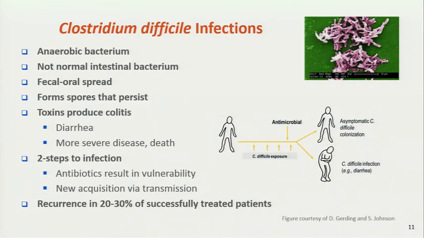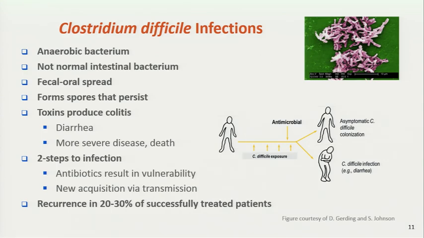Okay, so just a little bit of background about Clostridium difficile infections. We know that it's an anaerobic bacterium. It is not normal intestinal bacterium. I hear sometimes that it's normal to have that in your intestines. It is not. It is spread by the fecal-oral route. What happens with C. difficile is it forms a spore that is persistent and hard to kill. The toxins produce colitis, stomach pains, diarrhea, and more severe disease can cause death.